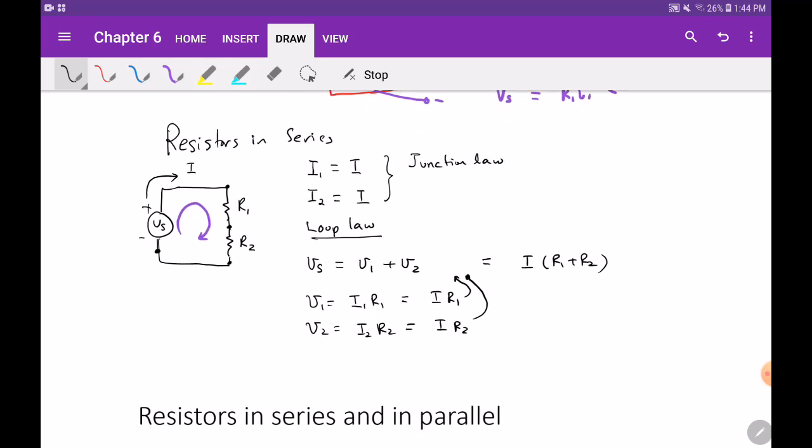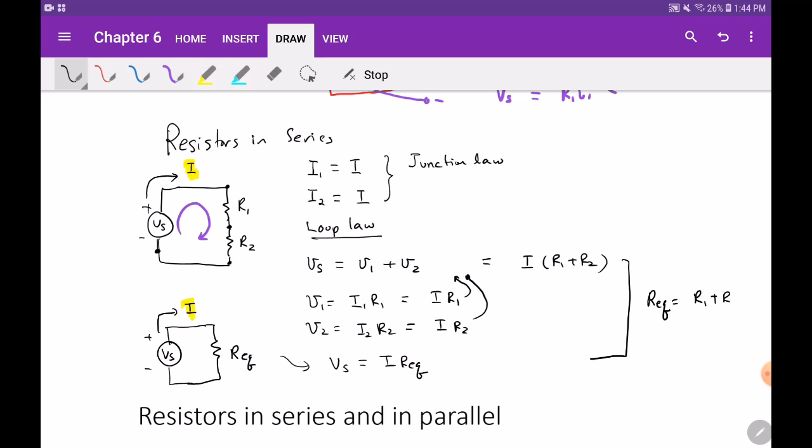Now our goal is to replace the 2 resistors with 1 equivalent resistor. When we do that, we should have the same current as we had before. What I mean is this current right here is the same as this current right there. So from this system, we have the voltage source equal to I times R equivalent. We compare these two equations and find that R equivalent must be equal to R1 plus R2. So resistors in series, they add. You can just add them together. R1 plus R2 is your equivalent resistance.